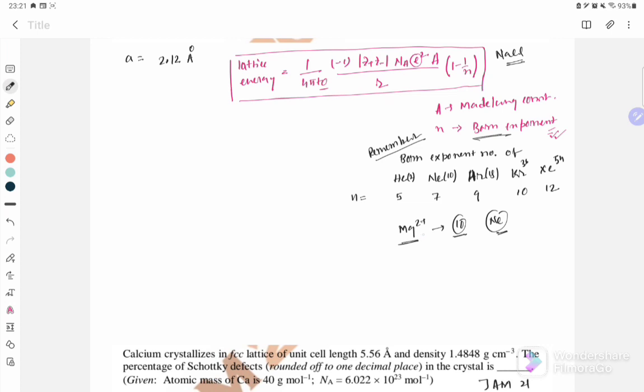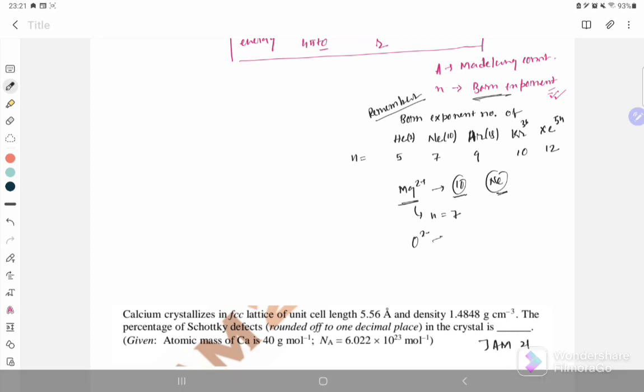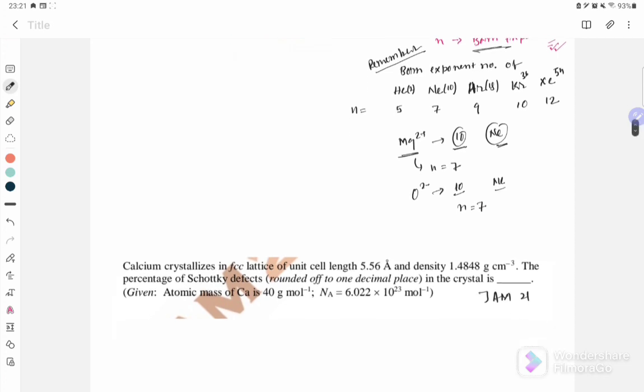So Mg2+ has 10 electrons, which means it resembles neon, so for Mg2+ the Born exponent number will be 7. Oxygen 2- also has 10 electrons, so it also resembles Ne, and its Born exponent is also 7. So the total Born exponent n of MgO is (7 plus 7) by 2, that is 7.